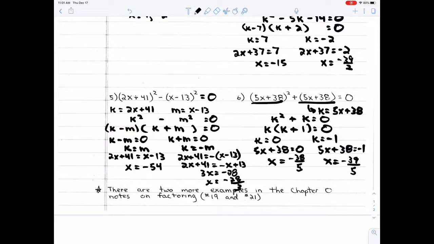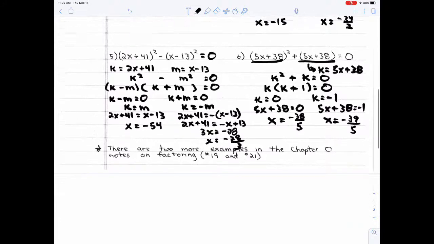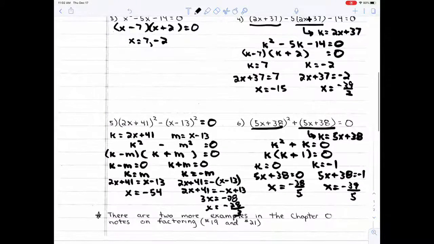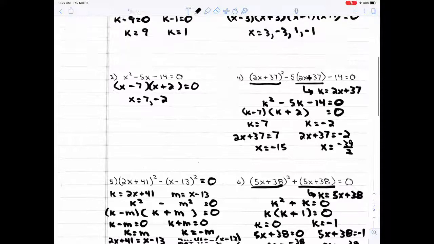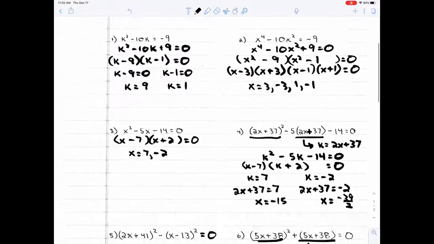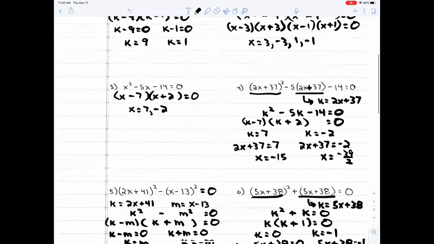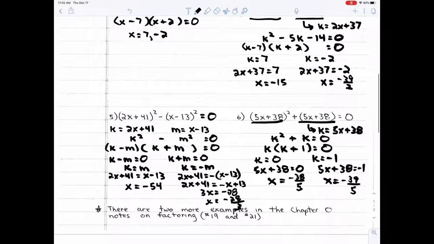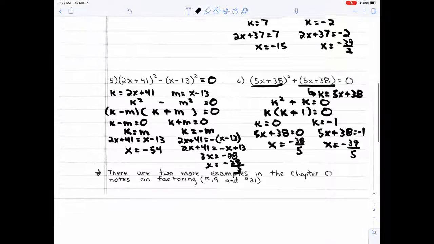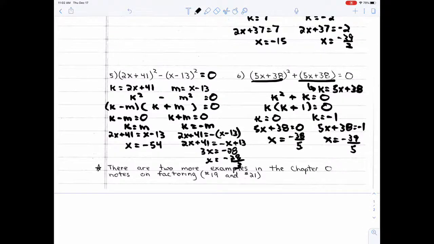Okay? So some of those are pretty long problems, but hopefully that helps you. And I could give you many, many different examples of this. These are just six of many examples that I could give you. All right, hopefully that's helpful. Again, sorry about the typo. On number 4, the second thing should have been 5 times 2x plus 37. And on number 5, it should have been set equal to 0.